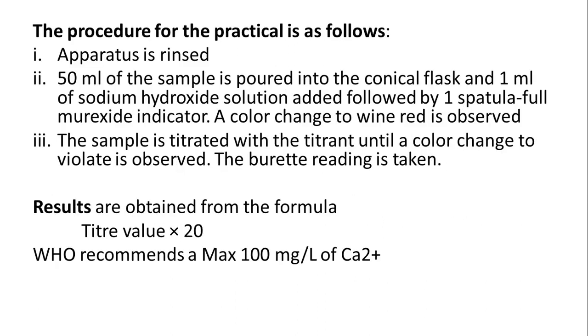As usual, you will take the final burette reading and the initial burette reading and find the difference. The difference will be your titer value, or the volume of titrant used. You multiply that by 20 and you'll get your value. That will be the calcium ion value in water, and it is measured in milligrams per liter of calcium ions. WHO recommends a maximum of 100 milligrams per liter of calcium ions in your drinking water.